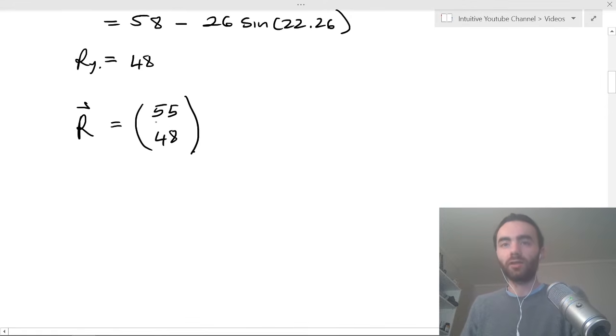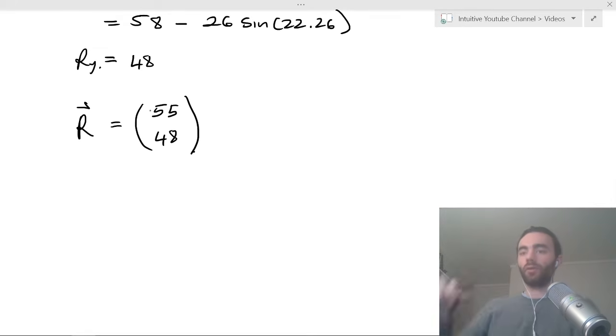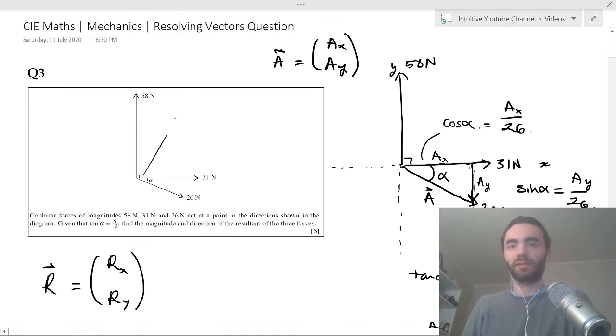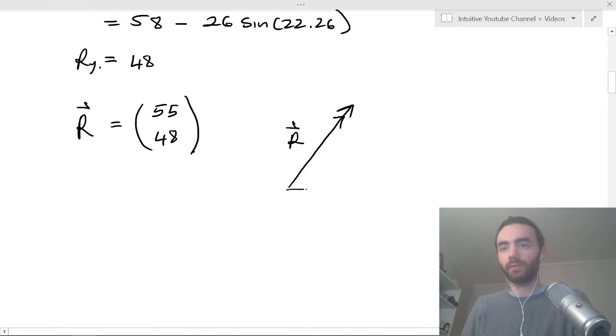So now we have this resultant vector. So we have this R, and you can see it acts positive 55 and then positive 48. So it's sort of acting in this way on the diagram. So the resultant vector is somewhere this way. So now if we want to find the magnitude of this, we can call it R. And remember, it's got these x and y components. So we've got this Rx, which equals 55, and we have this Ry, which equals 48.